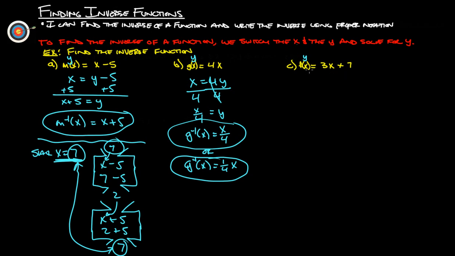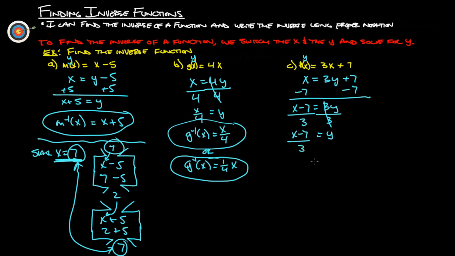Okay? So this one here, this is the y over here. So now we'll put x equals 3 times y plus 7. So we got to get the y by itself. So the first thing we got to do is subtract 7 from both sides. So we get x minus 7 equals 3y. And then we got to divide both sides by 3. And we get that our inverse function is x minus 7 over 3. But again, the proper way to write this is that's f of x. So that means f to the negative first of x equals x minus 7 over 3. That's the inverse function. Okay?